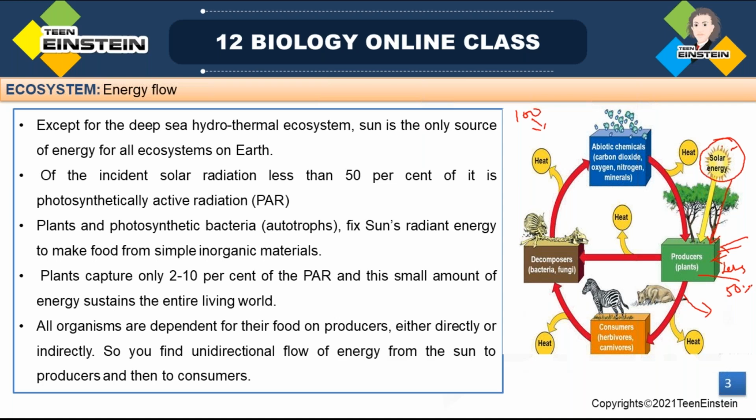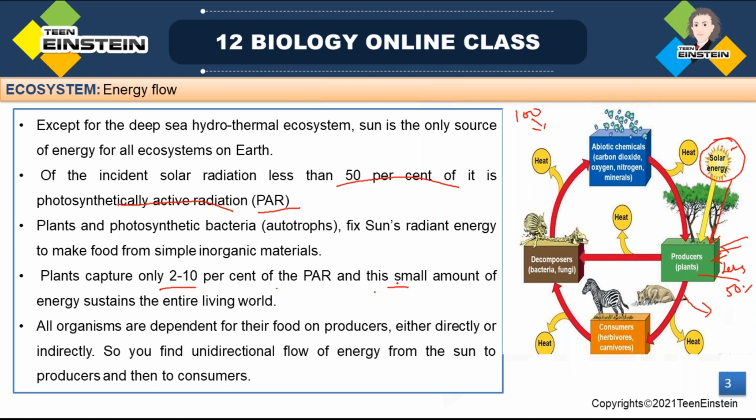Then of the incident solar radiation, less than 50 percentage, this is the important point, is the photosynthetically active radiation. Okay. Photosynthetically active radiation, this PAR. Then plants will capture only 2 to 10 percentage of that photosynthetically active radiation. Here you can see 2 to 10 percentage from this photosynthetically active radiation. Plants, how much will they capture? 2 to 10 percentage only they will capture.